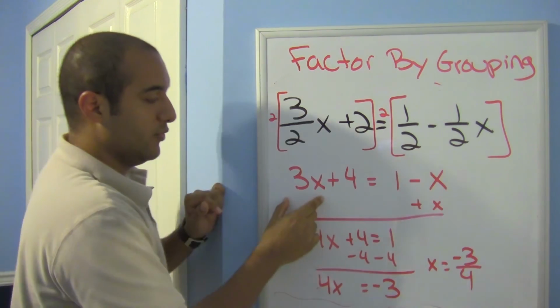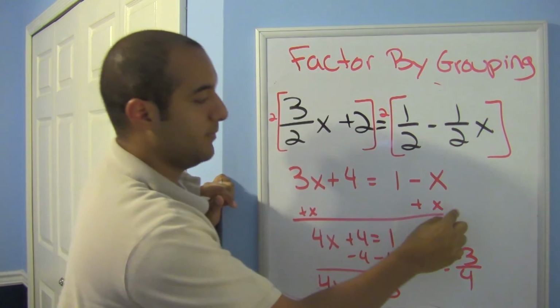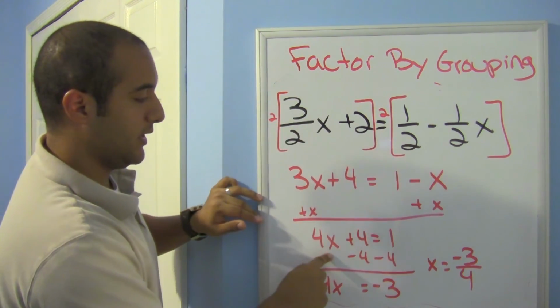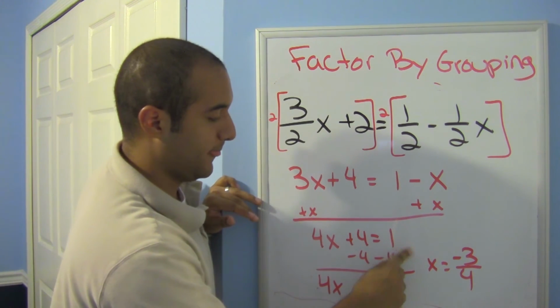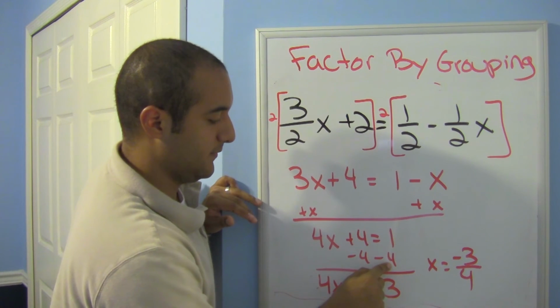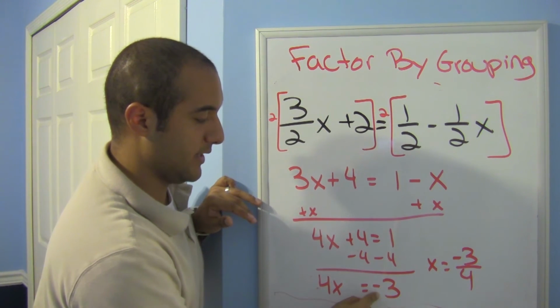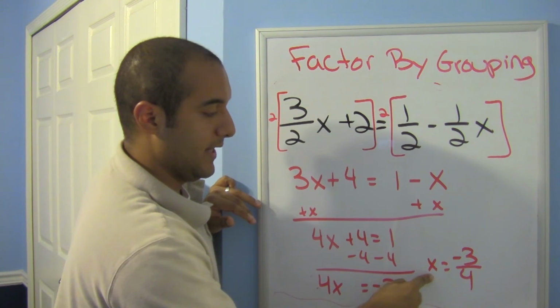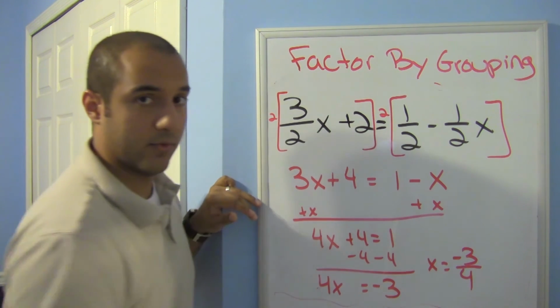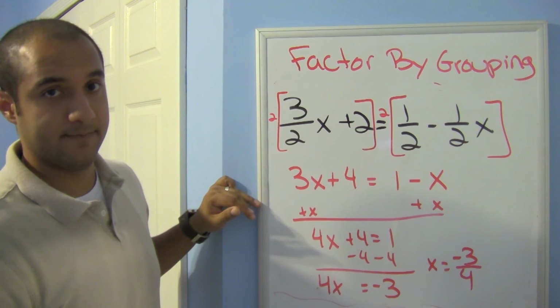I chose to go ahead and move my x to the left side. So plus x, 4x. I didn't touch anything else. So 4x plus 4 equals to 1. Subtract by 4, subtract by 4. 4x is equal to negative 3. Divide by 4. And x is equal to negative 3 over 4. There you go. Hope you got it right.